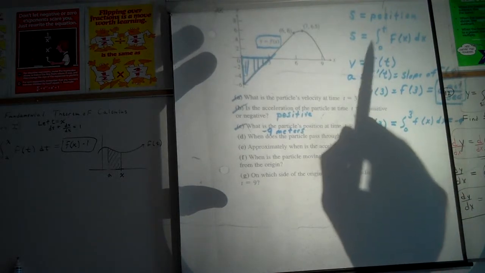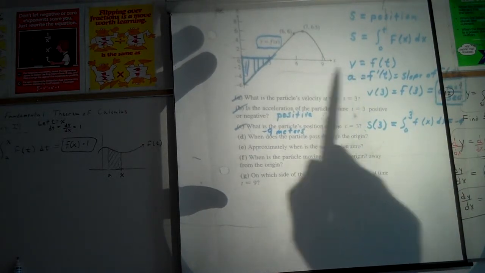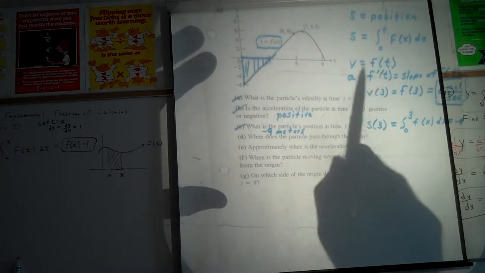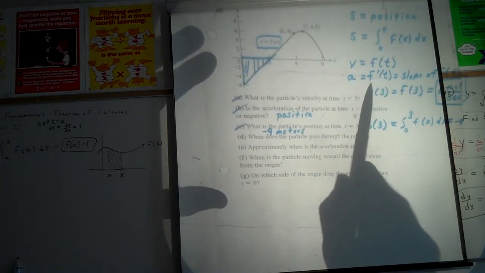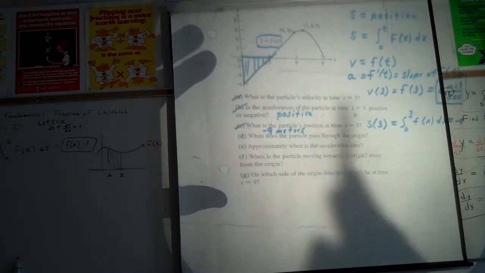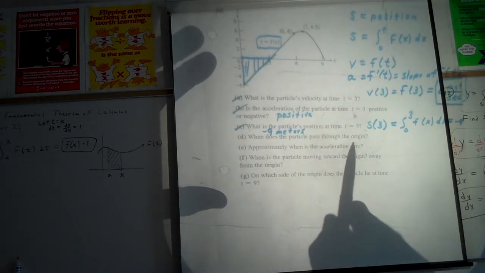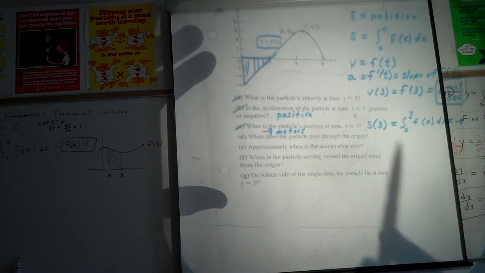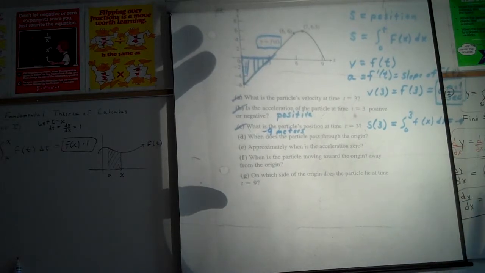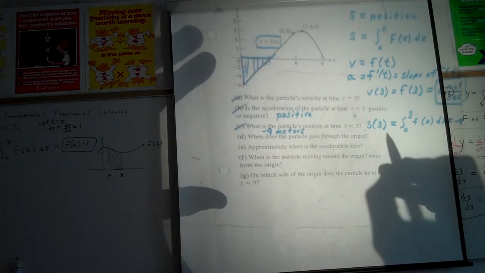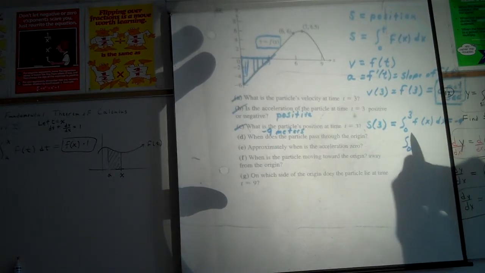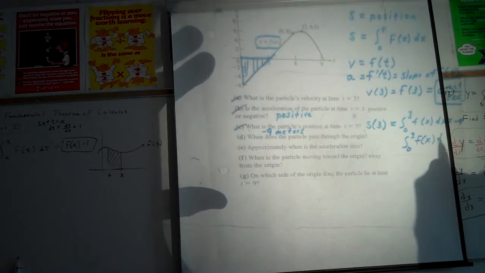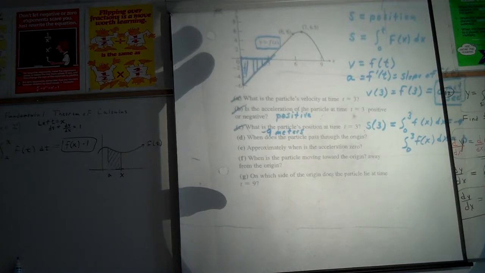So notice that the integral gives you the position. The y-coordinate of the graph gives you the velocity, and the slope of the graph will give you the acceleration. So we can find all 3 things off of this one graph. When does the particle pass through the origin? Well, it's only going to pass through the origin when the position is 0. Position of 0 means it's at the origin. So I'm trying to figure out when that position integral is going to come out to 0. Any ideas when that integral would be 0?